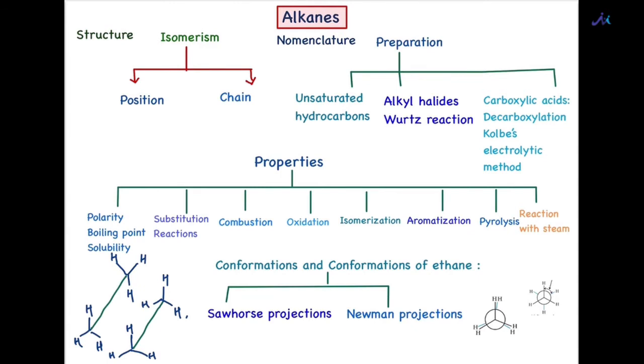Chemical properties such as substitution, combustion, oxidation, isomerization, aromatization, pyrolysis, reaction with steam also to be studied with the help of examples. Students should know how to write the conformation of ethane using Sawhorse projection and Newman projection which are also shown here.